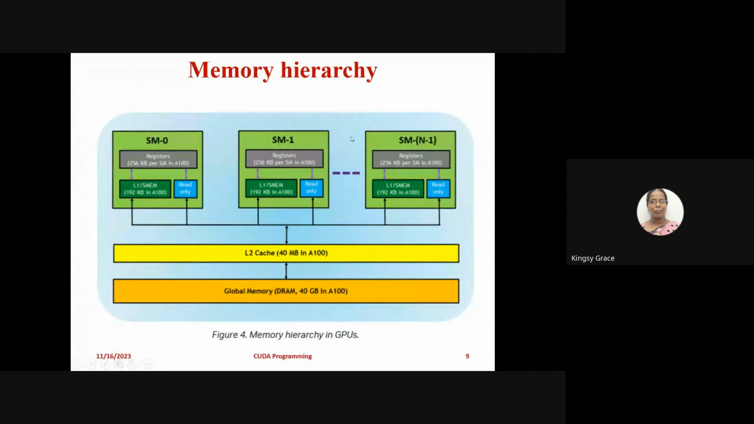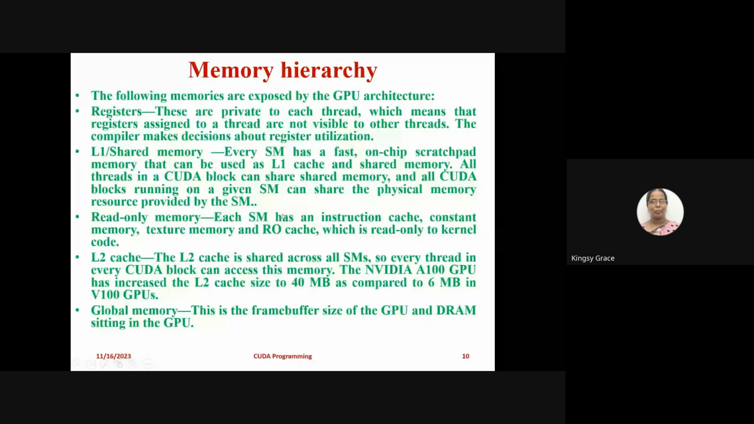Again, the other name for the programming model is memory hierarchy. Here the L2 cache and global memory, that is DRAM, are common to all the streaming multiprocessors. It is shared among all the multiprocessors. Each multiprocessor has its own registers and L1 cache. You know what a register is. In GPU, the registers are private to each thread.